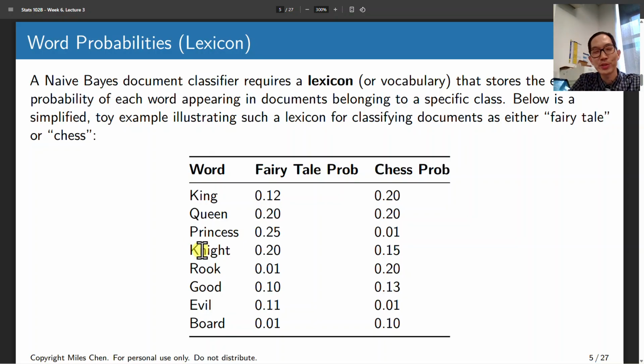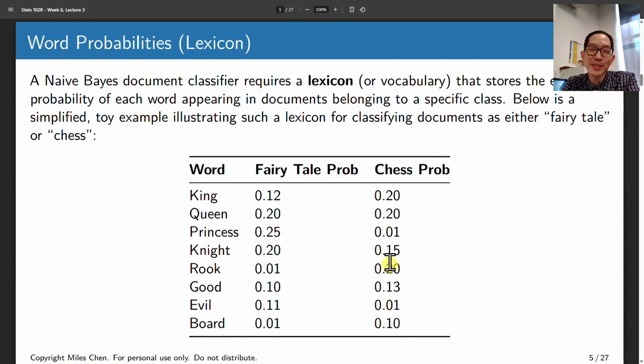But then other words will be a little bit more unique, right? So if you look at the word king, in fairy tale, sometimes they talk about kings, and in chess, they certainly talk about the king. And for fairy tales, they talk about a queen, and chess will also talk about the queen. But as far as a princess goes, that's much more likely to have a high probability in fairy tale. But then regarding chess, chess will probably almost never mention a princess, okay?